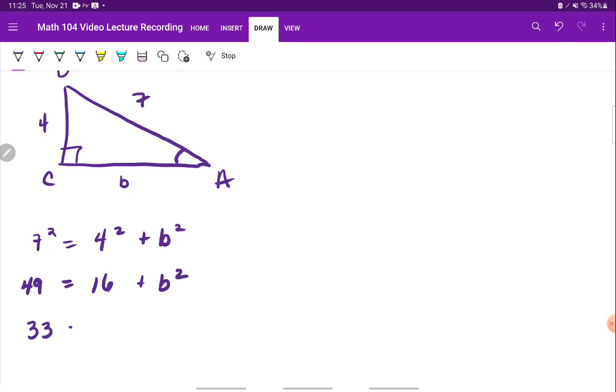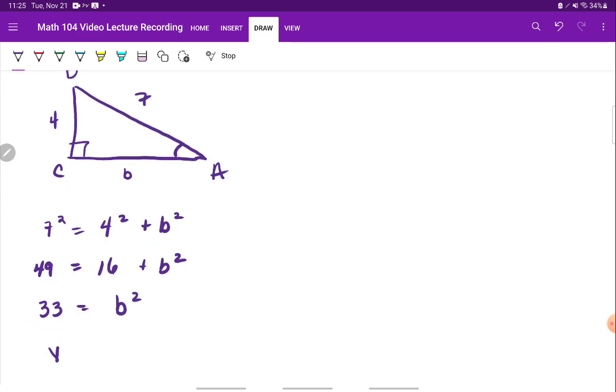So 33 is equal to b squared. Square root of both sides, we get b to be the square root of 33, and that does not simplify. I'll put these in different colors so they pop and we can see them easier.